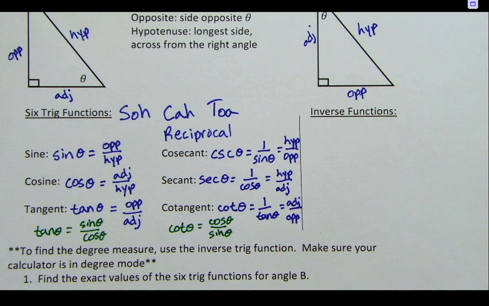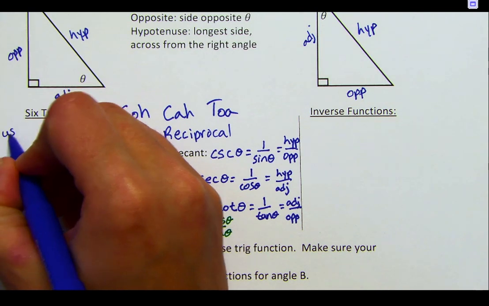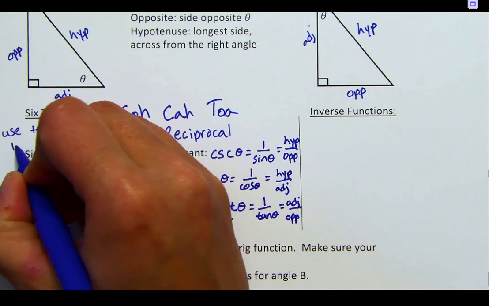Okay. Now when we are finding lengths of sides, or if we're asked to write ratios, we are going to be using these functions. Okay. So again, these are going to be to find lengths. So maybe make a note of that off to the side. So use to find lengths.